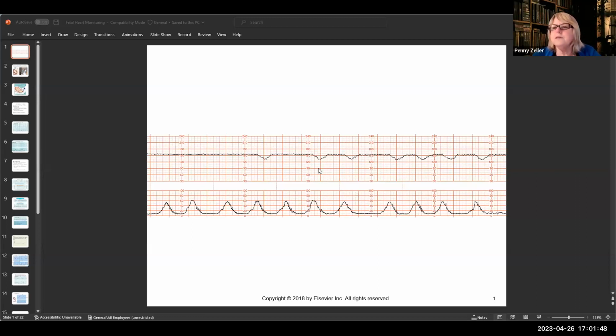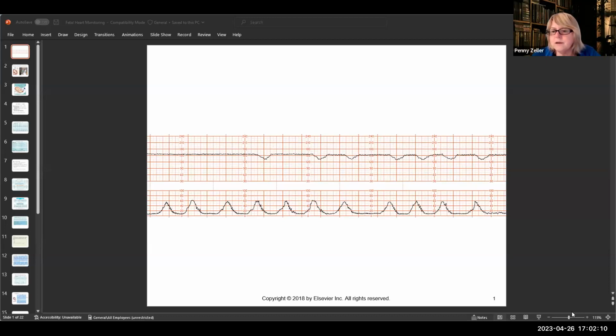So the strips that our machines will spit out have at the top the fetal heart rate. That's the only information you know about that fetal heart, just the rate. We're not doing QRS, PQRS, or ST segments. We're just doing the heart rate. Okay, this is all about rate.